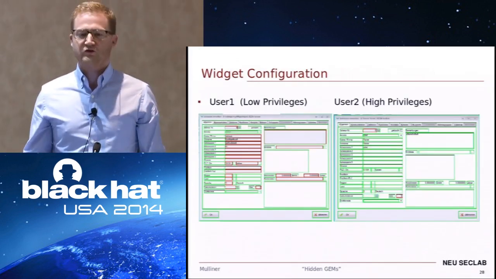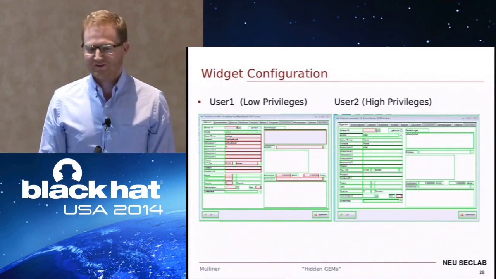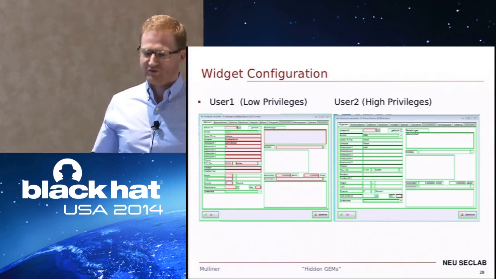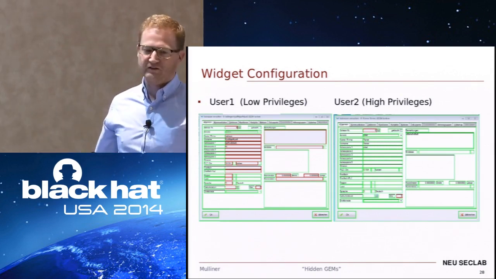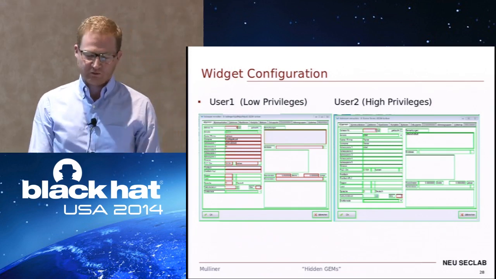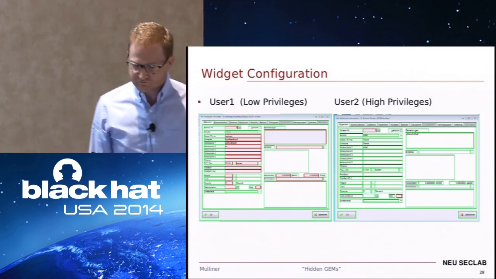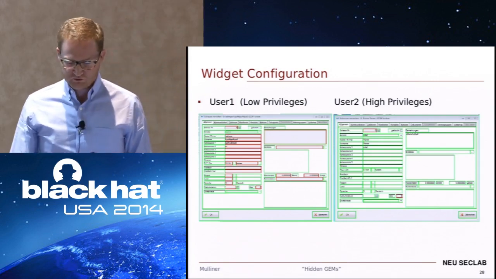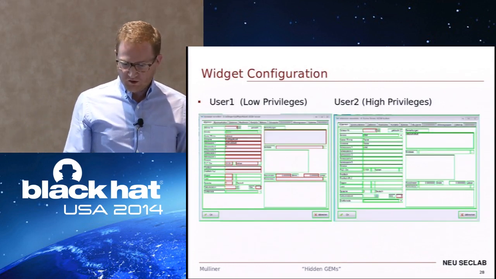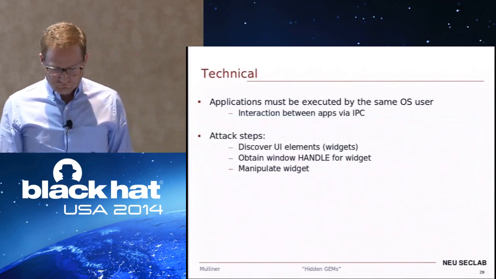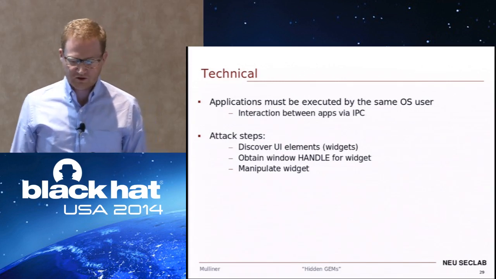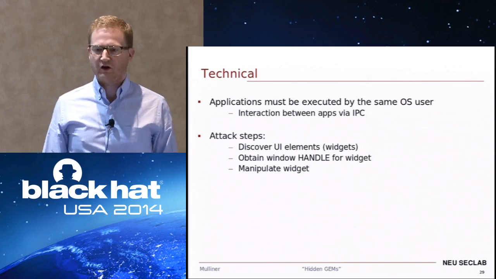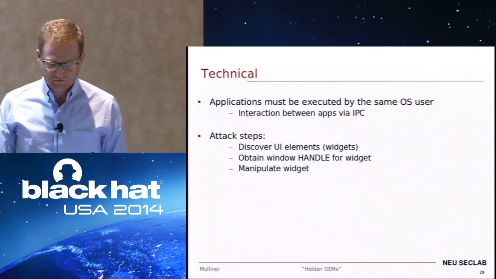So I could have just shown you this page, but it was kind of boring. Here you see on the left side the low privileged user, and on the right side a higher privileged user, and side by side you really see the difference. You just immediately see, okay, there's a difference here in the UI. So a little bit more on the technical parts before I go into how to find those things out in an automated way.